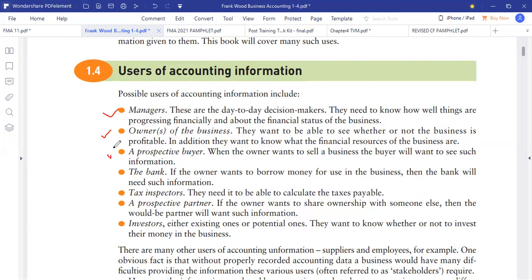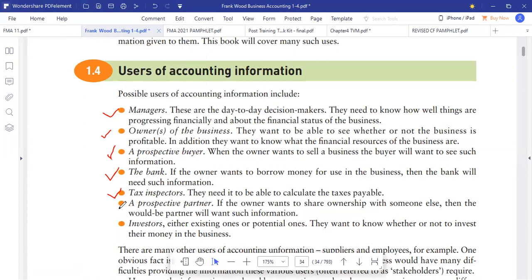We also have the prospective buyer who wants, when the owner wants to sell the business, the buyer would want to have such information. What is the balance sheet looking like? The bank also could be interested because the owner would want to borrow money for business use. So the bank would want to see how profitable or viable this business is. The tax inspectors, who in this case, the revenue authority, ZRA in our case, will also want to understand financial accounting to be able to calculate the taxes that are payable.